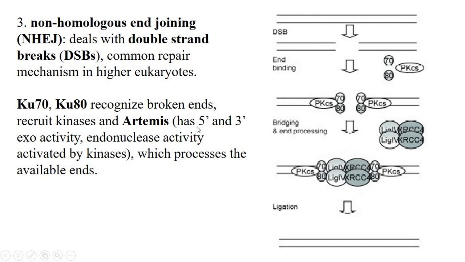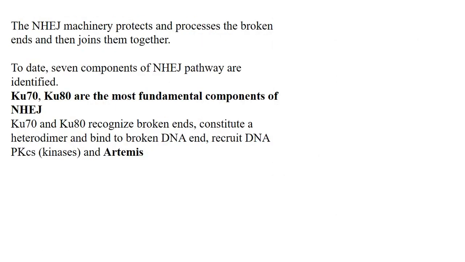Artemis has 5' to 3' exonuclease activity. It also has an endonuclease activity, and these activities are activated by kinases. These DNA-PKcs, along with Ku70 and Ku80, process the available ends, and then a bunch of different proteins are recruited at this site. They protect and process the broken ends and then join them together.